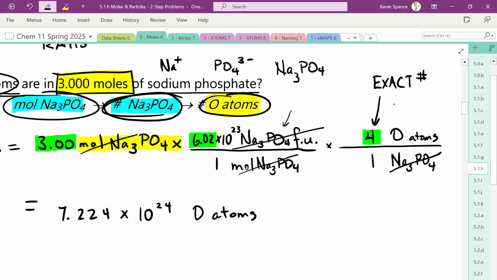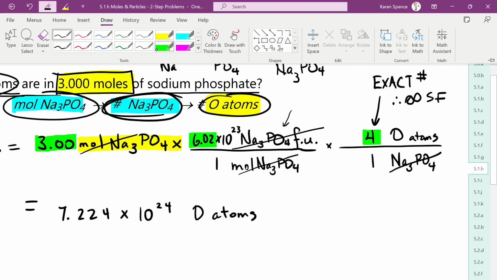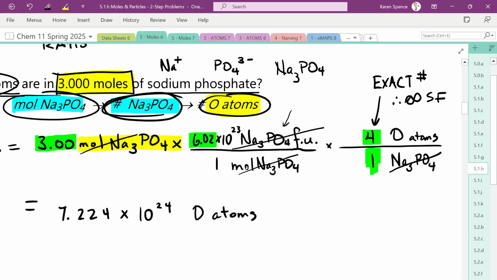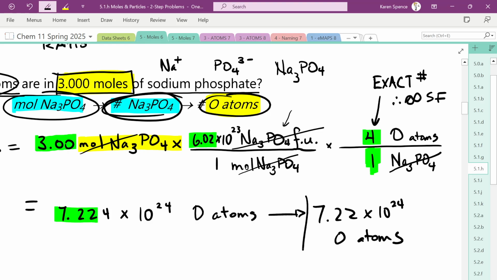Okay, exact number, therefore infinite sig figs. Same thing with this one down here. That 1 is also infinite. So we need to have 3 sig figs in our answer. So that's going to then round to 7.22 times 10 to the 24 O atoms. Put a box around it to show that you are done.